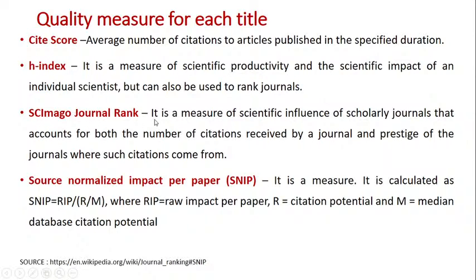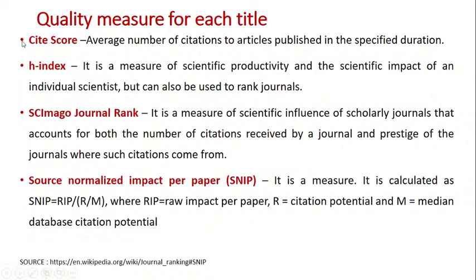And the SCImago Journal Rank is a measure of the scientific influence of scholarly articles that accounts for both the number of citations received by the journal and the prestige of the journals from which the citations come. For example, suppose you published a paper in a journal with impact factor 1.5, but your article is cited in another article from a journal with impact factor 3. The credit will come to you, so your SCImago Journal Rank will be higher. So this measure is also there.